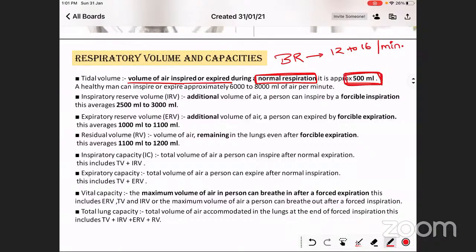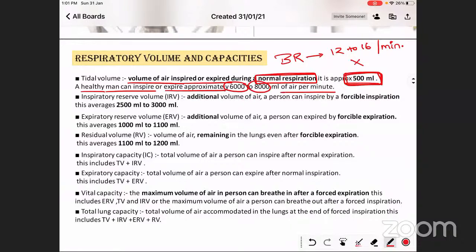Okay, so if you multiply this 500 ml with the 12 to 16 breaths per minute, you will have the range of the tidal volume in the healthy man. That is the reason it is written that a healthy man can inspire or expire approximately 6,000 to 8,000 ml of air per minute.